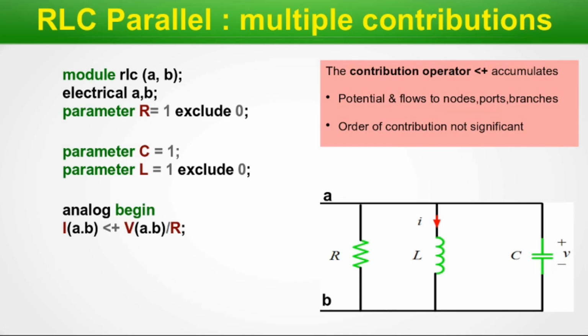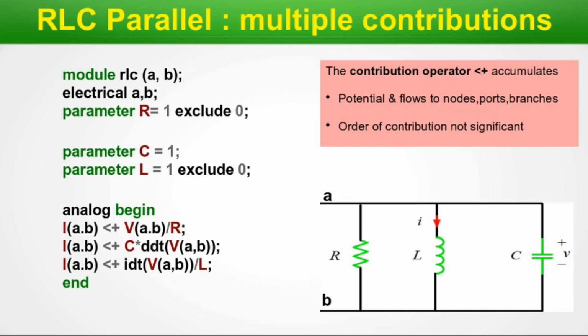The first equation contributes the current going through the resistor. The second one is for the capacitor. In the third, this equation contributes for the inductor. So we close our analog block here. Now we can see the I of A B is common on the left hand side of the three equations, and this I is the resultant of the three different currents that are happening in R, L and C. So this is the purpose of the contribution operator. It is accumulating the current, and the sequence is not important here. We can write the inductor first and then C and then R, or any of the permutation combinations.